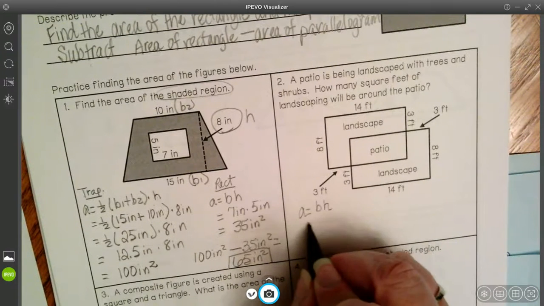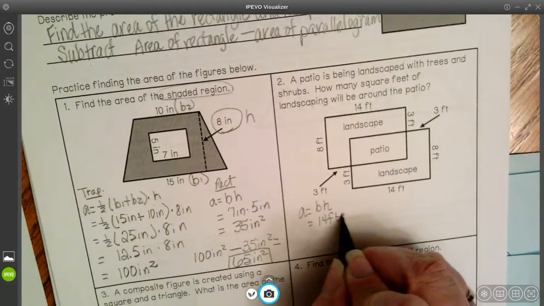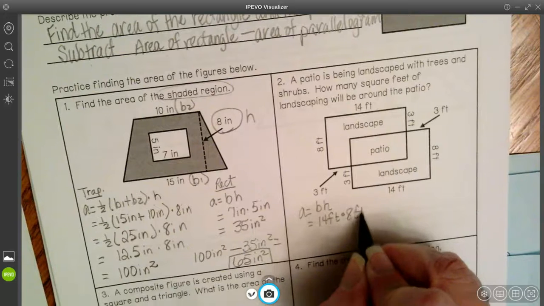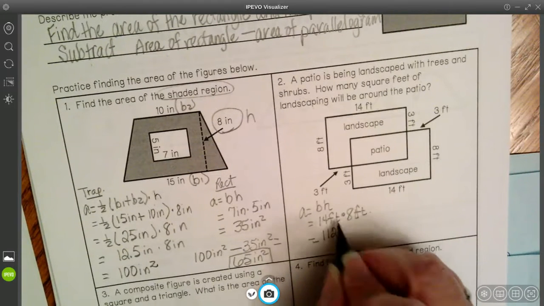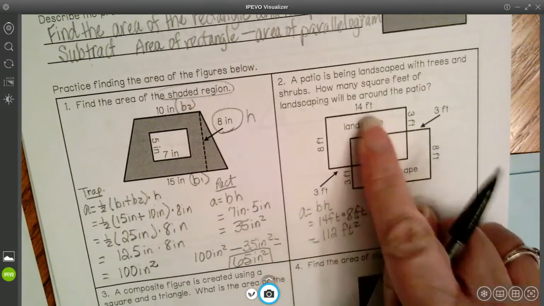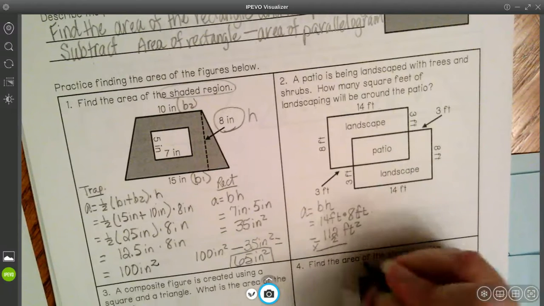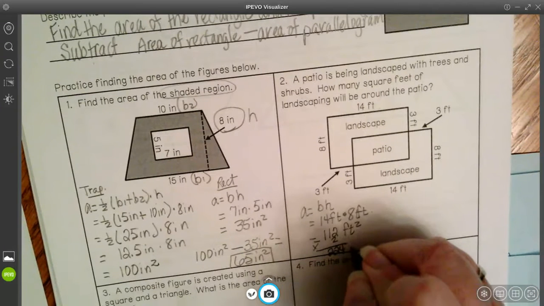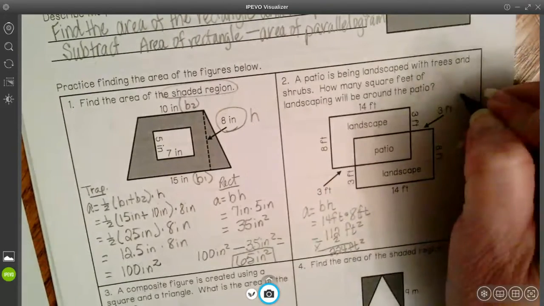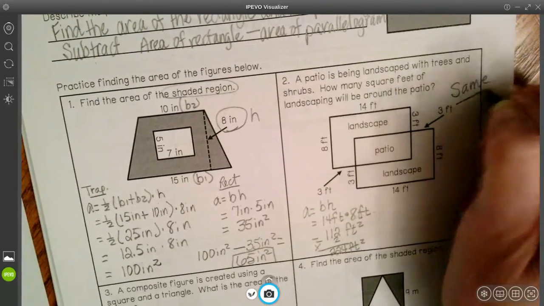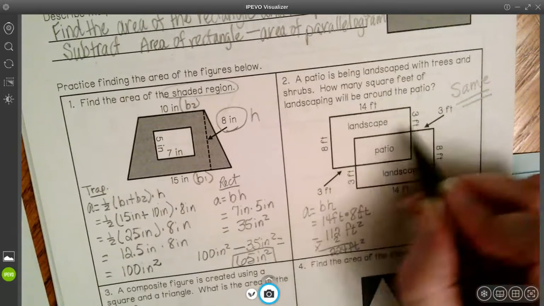Area equals base times height. And we've got our 14 feet times our 8 feet. Okay, 14 times 8 is 112. Feet times feet is feet squared. And like I said, these are the same, so we can take that and multiply it by 2 because there's 2 of them. And now we have 224 feet squared, because both of these rectangles are the same.